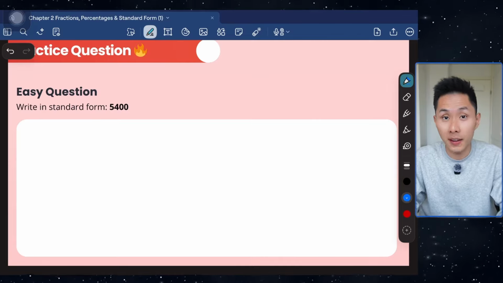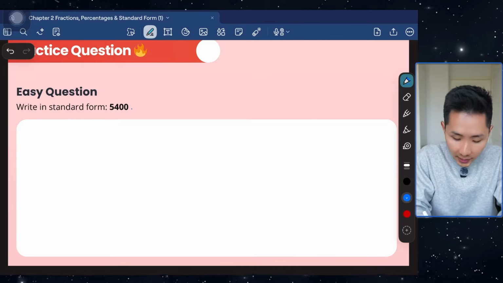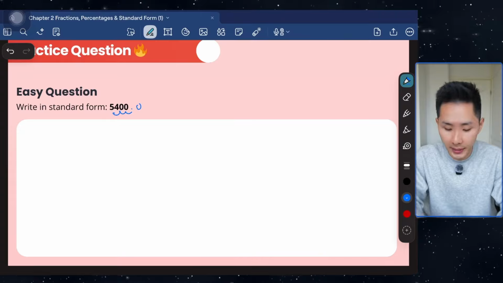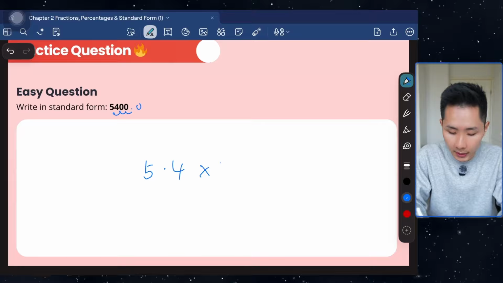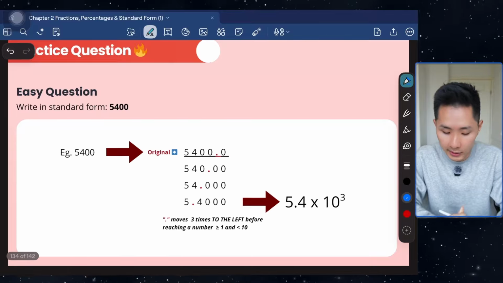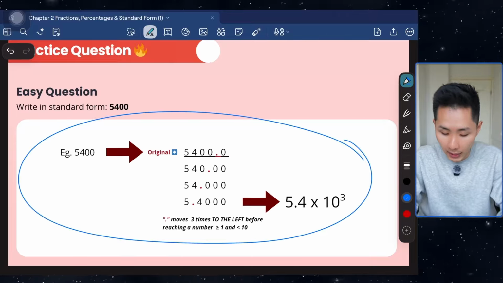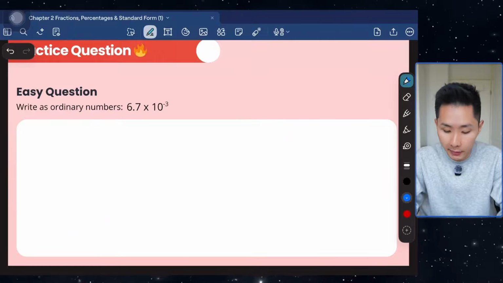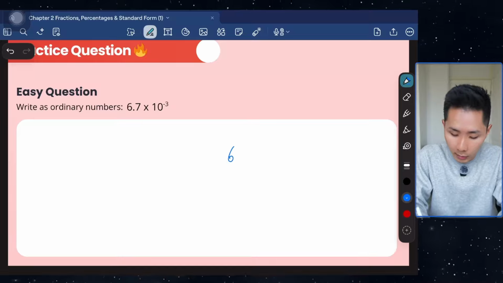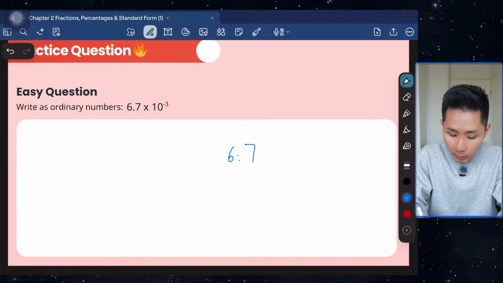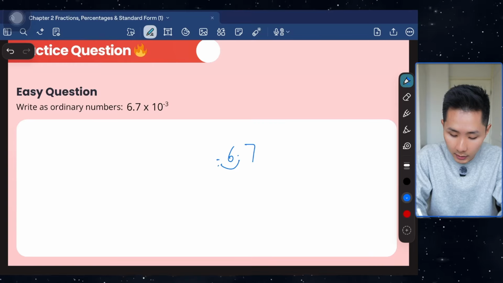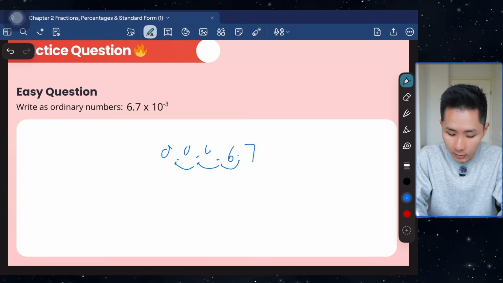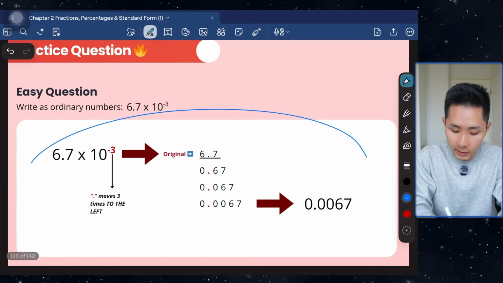Write in standard form 5,400. So again, add 0.0 in front, and then you move 1, 2, 3 to the left. That's 4, you get 5.4 times 10 to the power of 3. So if you want to see the proper way of doing it, that's how I have included the solution. As ordinary numbers, 6.7 times 10 to the power of negative 3. So you will move this decimal place 3 times. 1, 2, 3. So it will be 0.0067. So that is the final answer.